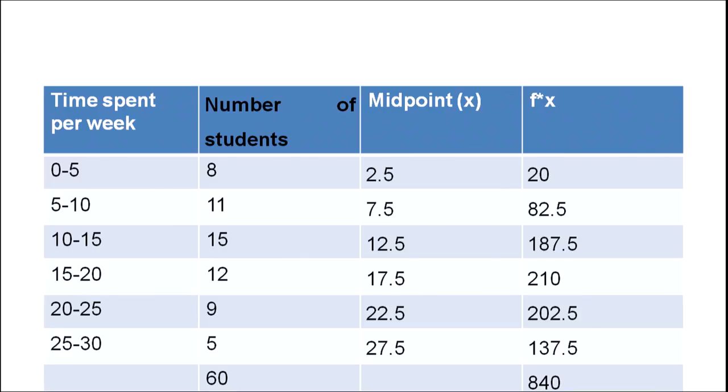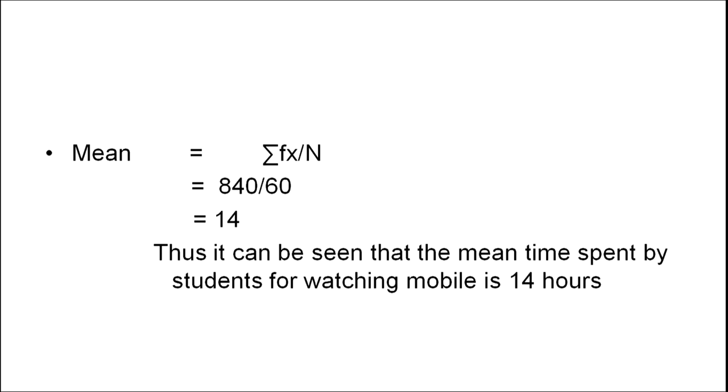And finally, add up or summate all the f into x so that sigma fx will be 840. Also, the number of students should be summated so that we'll get sigma f or capital N, and in this case 8 plus 11 plus 15 plus 12 plus 9 plus 5 equals 60. Thus, applying the formula mean is equal to sigma fx by N equals 840 divided by 60 equals 14. Thus, it can be seen that mean time spent by the students for watching mobile is 14 hours.